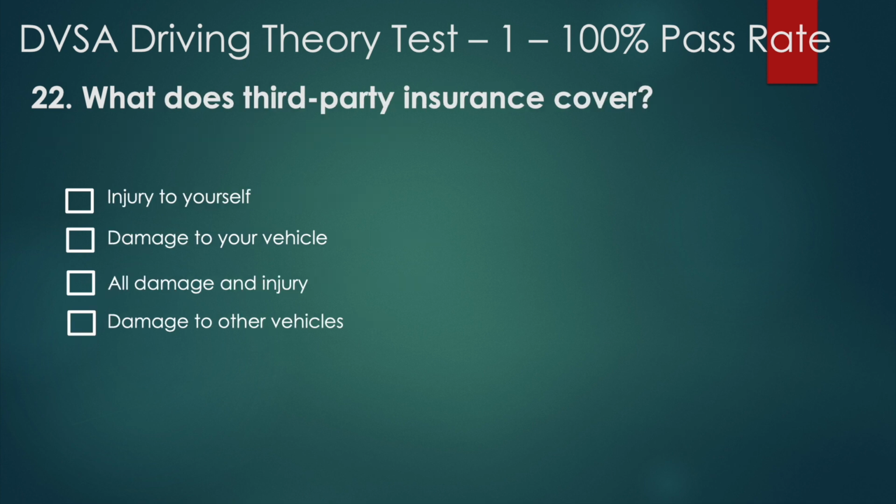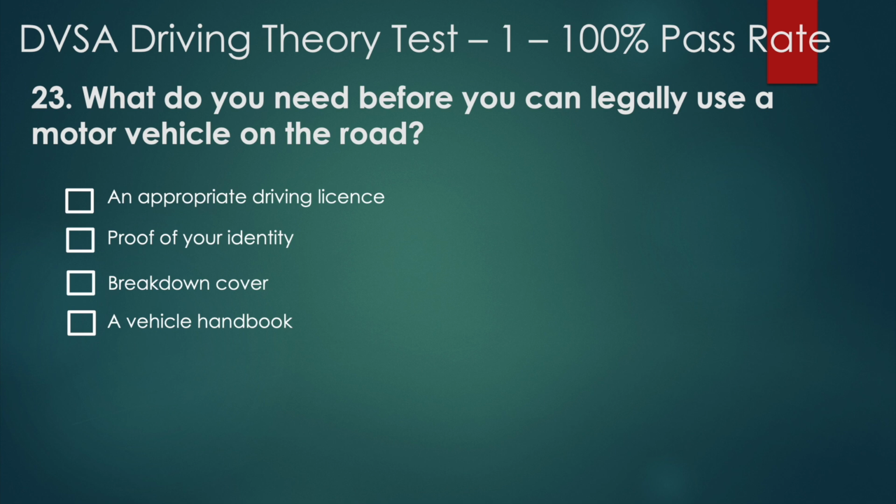22. What does third-party insurance cover? A. Injury to yourself. B. Damage to your vehicle. C. All damage and injury. D. Damage to other vehicles. And the answer is D. Damage to other vehicles.